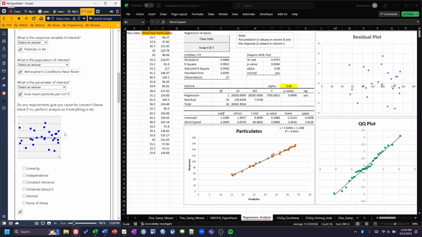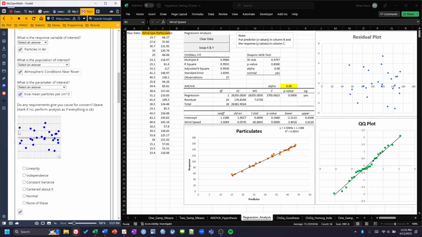Okay, so here we have our residual plot, and notice that we have it over here as well. And do we have any problems here? Do we have any problems with linearity, or do we see a pattern going on? It's like no pattern. Independence, do we see any clustering? No clustering. Do we see constant variance? Yeah, we don't see any fanning where it starts off tight and it gets really wide. Is it centered about 0?